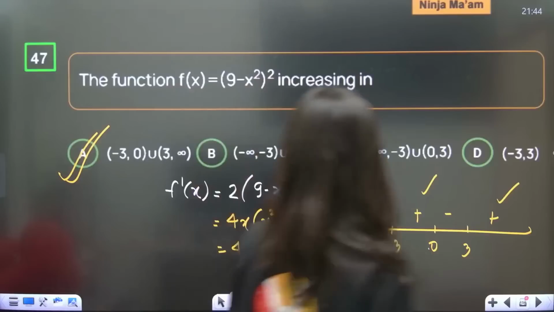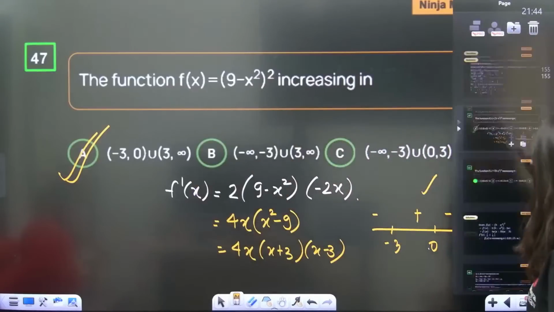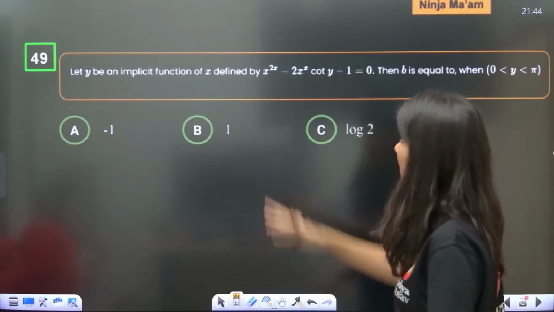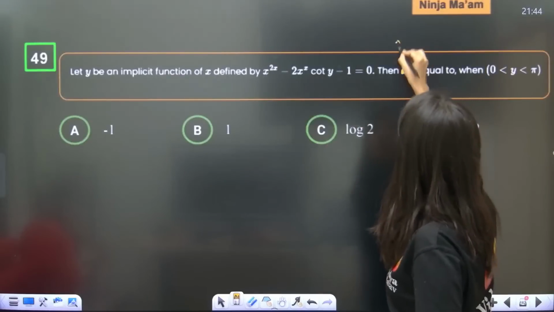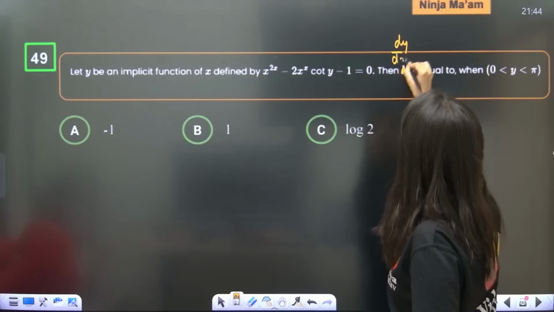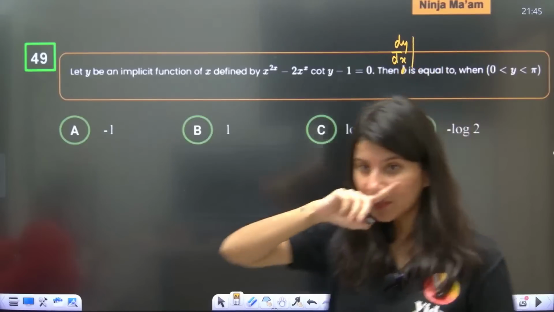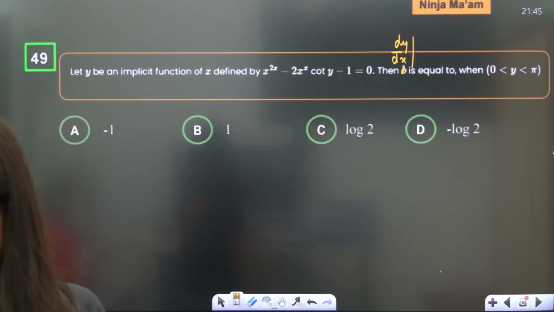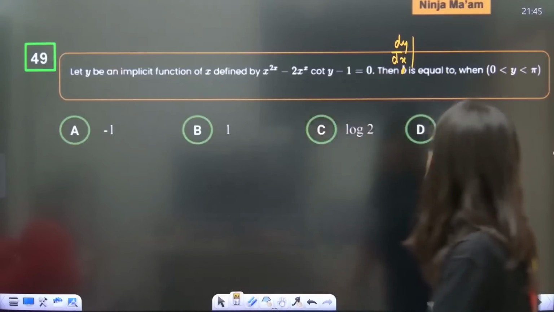Okay, so I think we are going to do the last question. I was trying to figure out the last question. There is some mistake. Y is an implicit function, and they are looking for dy by dx at x equal to 1.